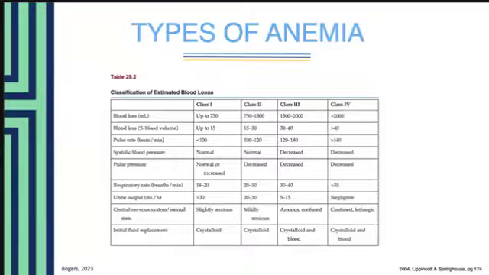shock, and even death. So Table 29.2 does a great job of portraying that classification of estimated blood loss with the amount of loss per volume, resulting in what might be seen in a patient's pulse rate, systolic blood pressure, pulse pressure, respiratory rate, urine output, and even mental state, and the initial fluid replacement needed.